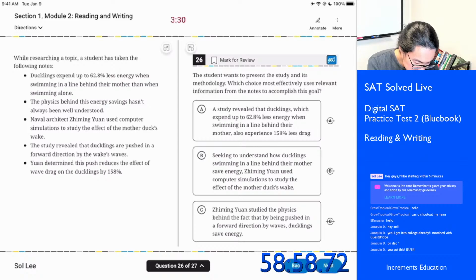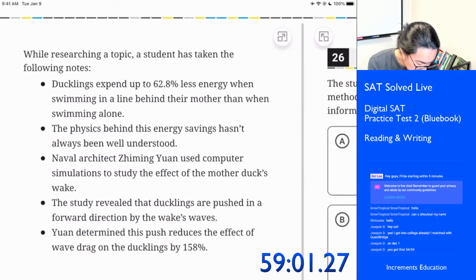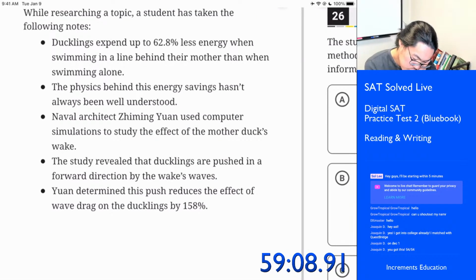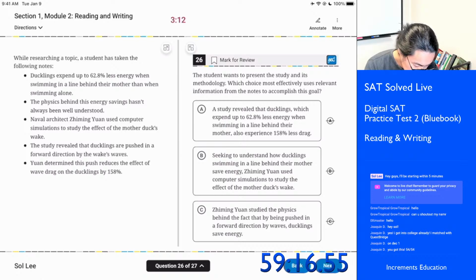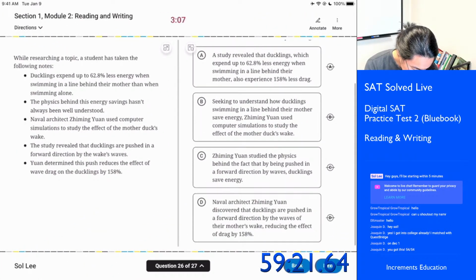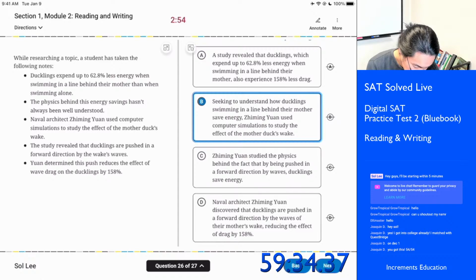Relevant information from the notes to present the study and the methodology. Okay. They expend up to 62% less energy in a line. Hasn't been understood, but they use computer simulations, and they found that they're pushed in a forward direction by the wake. Okay, so the methodology was computer simulations. Okay. And the study is seeking to understand how they save energy, use computer simulations to study the effect of the mother duck's wake. Yep, that's correct.